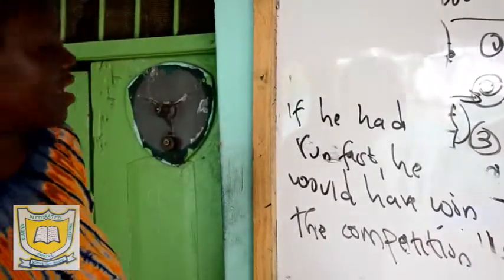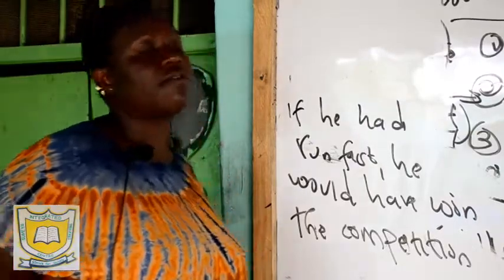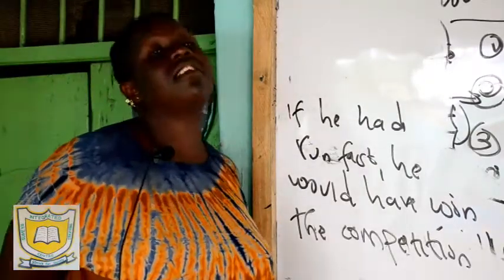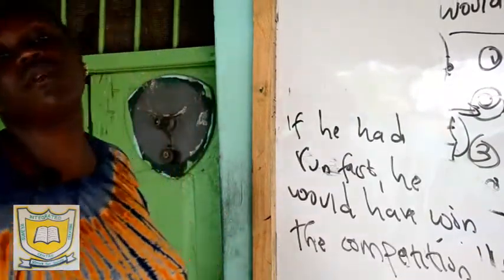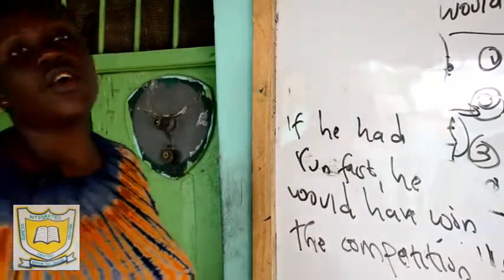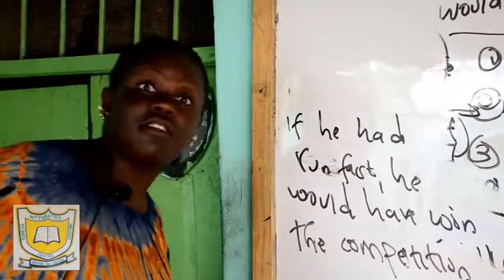Now look at this. If I had run fast, I would have won the competition. Give a sentence that means the same. You didn't run fast, and so you did not win the competition. Or you did not win the competition because you did not run fast.